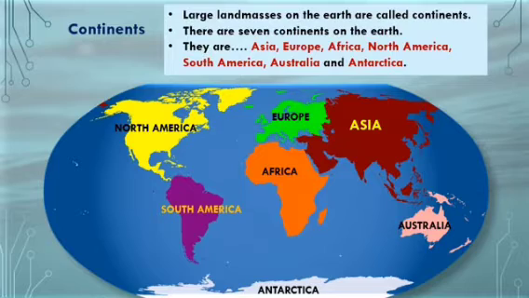Among these, the largest continent is Asia. The smallest is Australia. Which is the largest continent on the earth? Asia is the largest continent. Which is the smallest continent, children? Australia is the smallest continent on the earth.